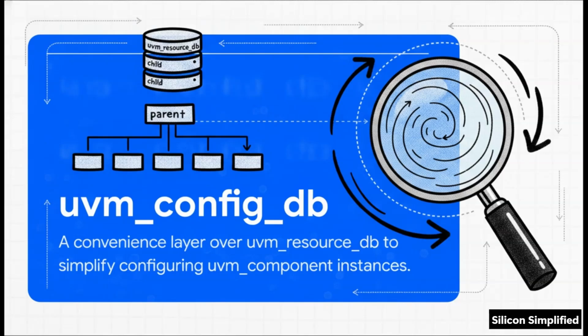Officially, the manual defines it as a convenience layer built on top of the underlying UVM resource DB. But that word convenience is doing a lot of heavy lifting there. What it actually does is strongly bind the database to the structural hierarchy of your UVM component instances. It ensures that any data sharing completely respects the parent-child topology of your specific test bench environment.